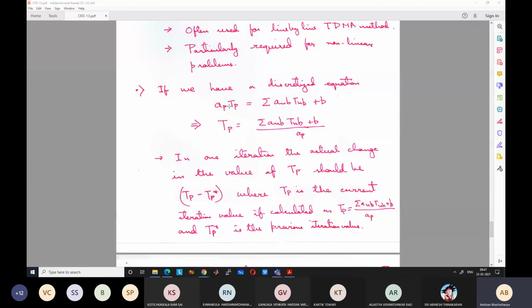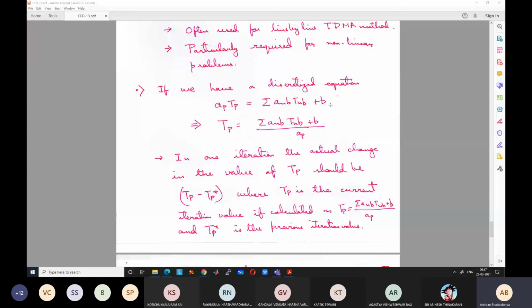This is the generalized discretized equation. So it can be for an unsteady problem or whatever the problem is. After discretization, we get this general form. We already know that any of the equations will lead to this form: AP TP is equal to the summation over all the neighboring points of ANB TNB plus B.